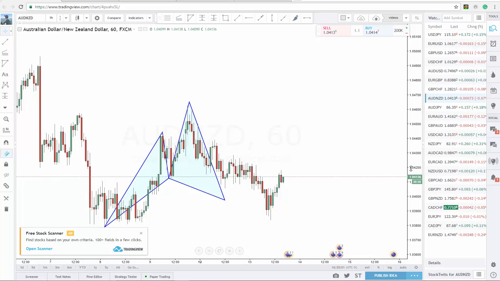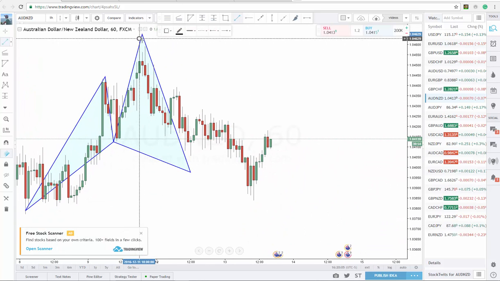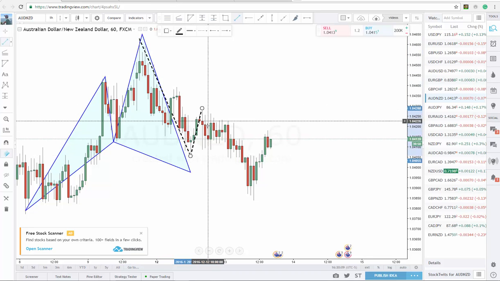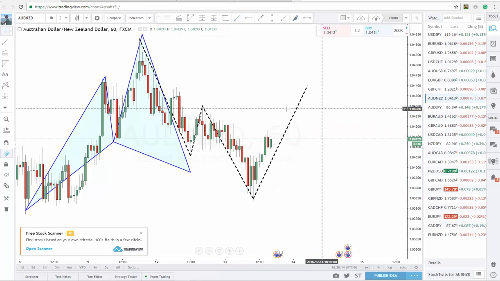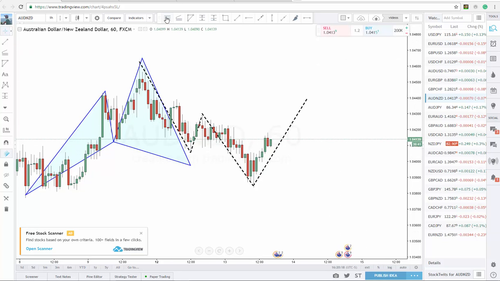Now for our second advanced pattern, we're looking at an impulsive move from X here down to A, then back up to our 382 retracement, back down to 127 extension, and up to our 786 completion point for this pattern.